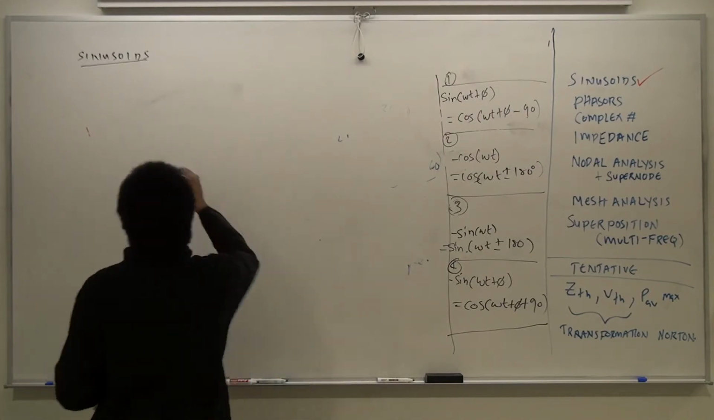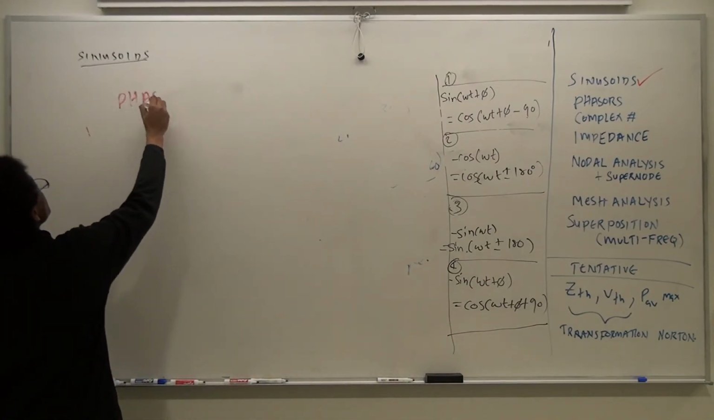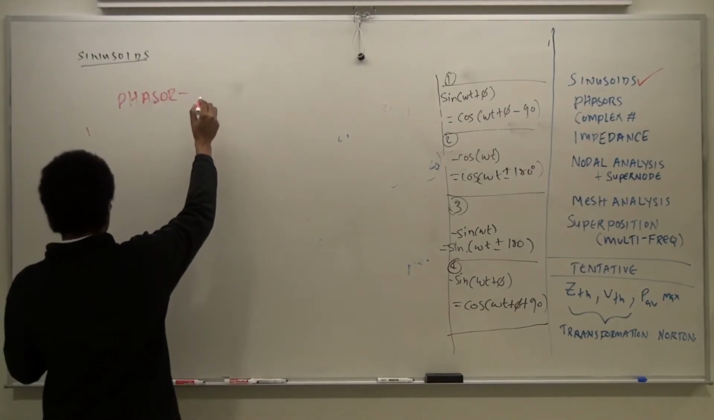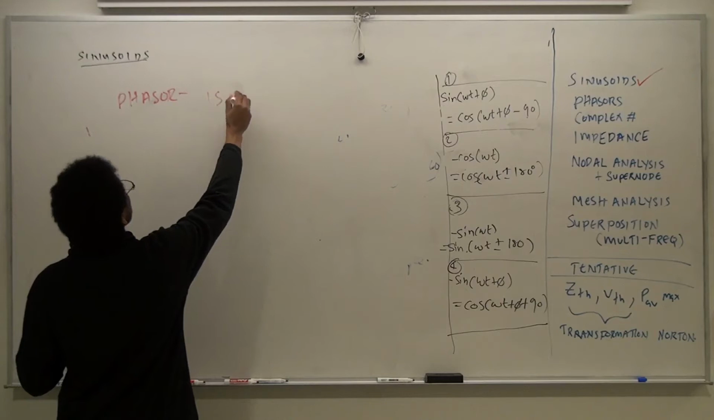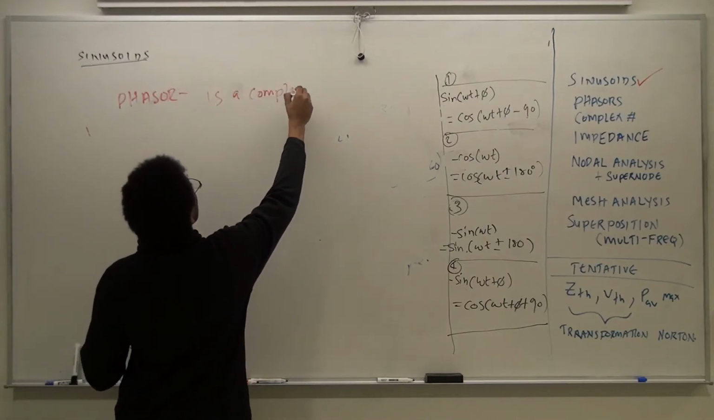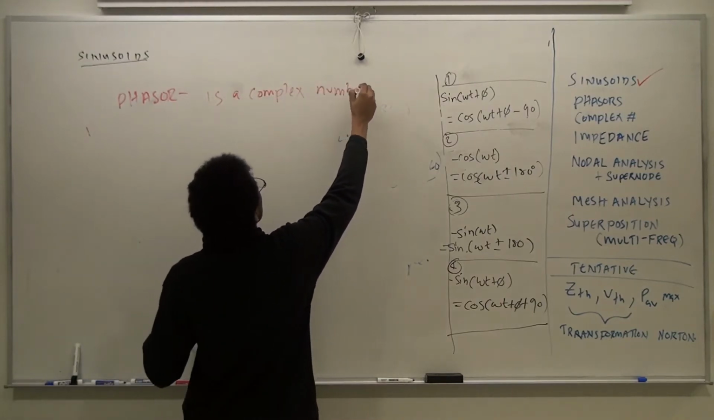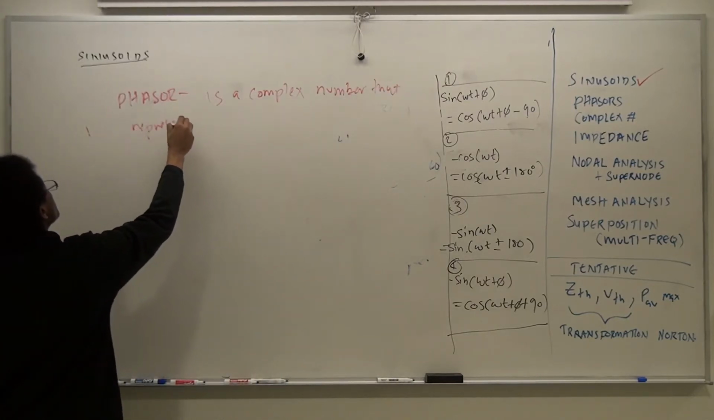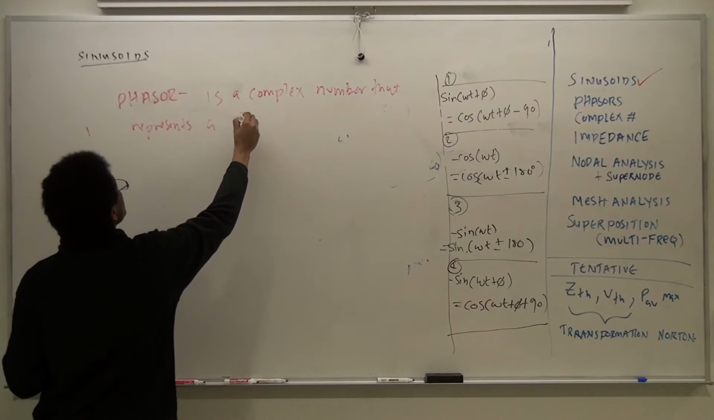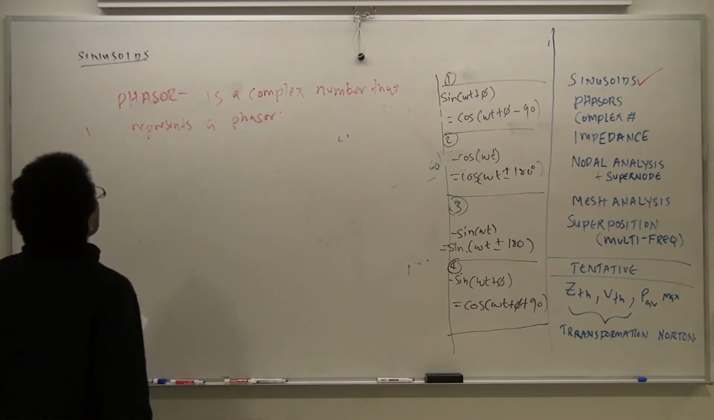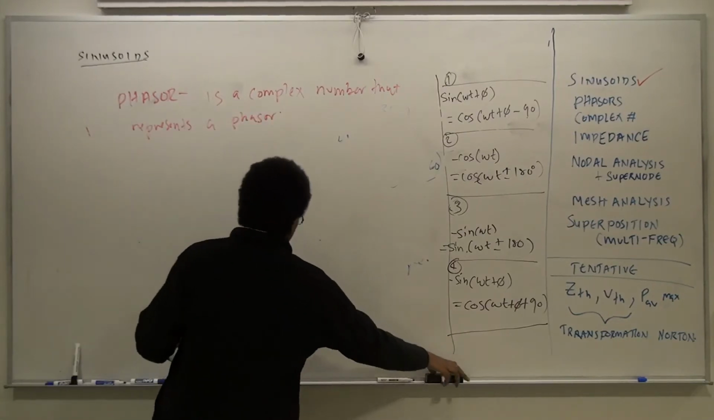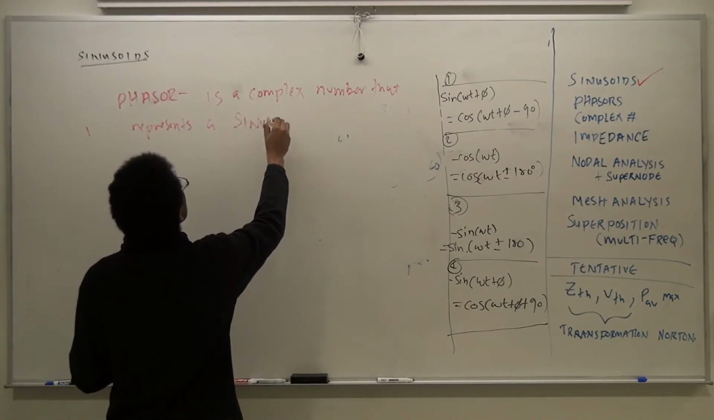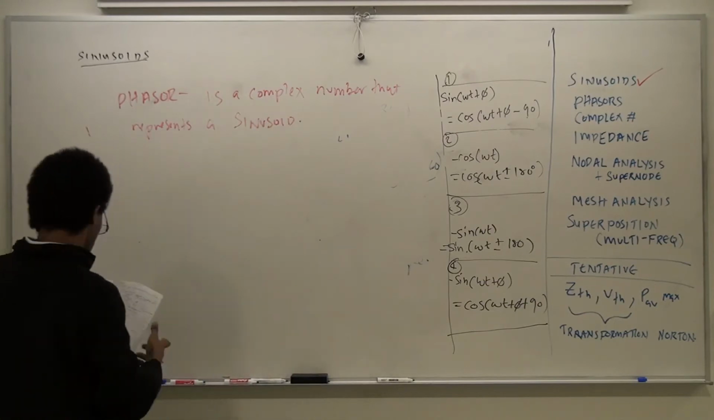Okay, so what are phasors? A phasor is a complex number that represents a sinusoid. That's what a phasor is.